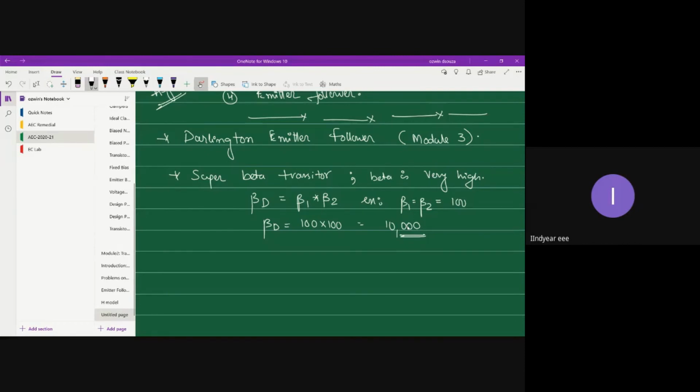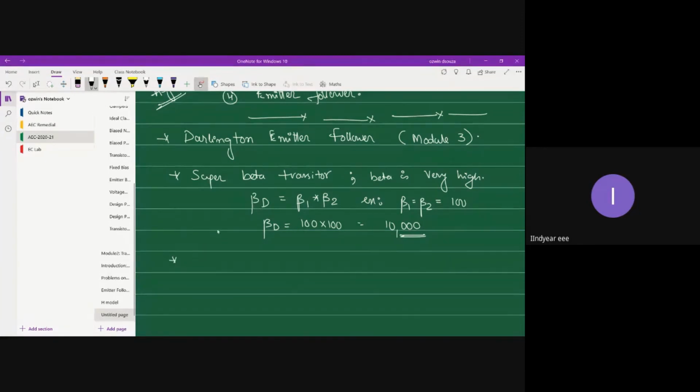This extremely high current gain is required whenever the load current is quite high. You have seen in transistor circuits that your collector current normally lies in the range of milliamperes. What if your load requirement is in the range of a few amperes, say 0.5 amperes, 0.1 amperes? So you have to go for a transistor which can handle larger current values. For that sake, you can go for a Darlington emitter follower.